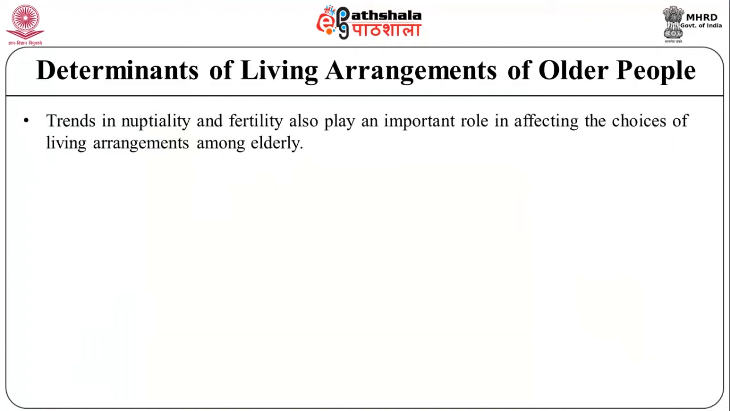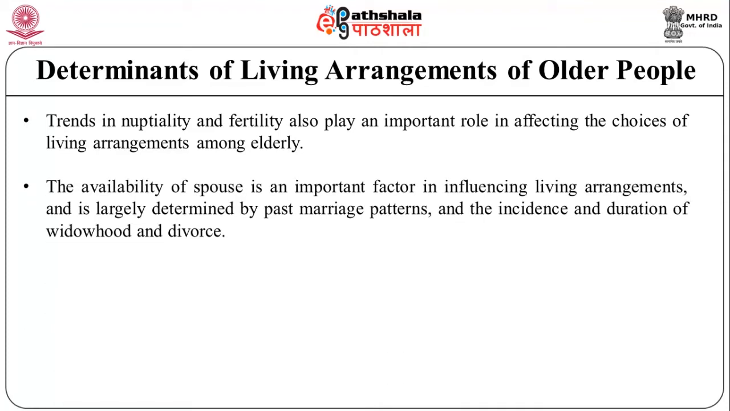Trends in nuptiality and fertility also play an important role in affecting the choices of living arrangements among elderly. The availability of spouse is an important factor in influencing living arrangements and is largely determined by past marriage patterns and the incidence and duration of widowhood and divorce. Many of the previous studies have shown a positive association between fertility and living arrangements. Here, the positive association depicts that older individuals with more children are less likely to live alone than those individuals having less number of children.